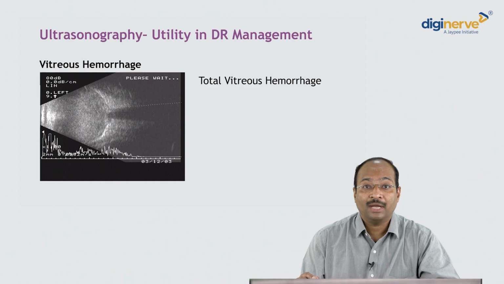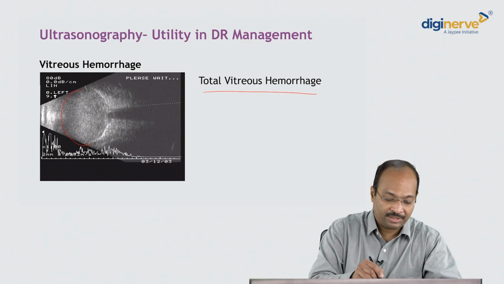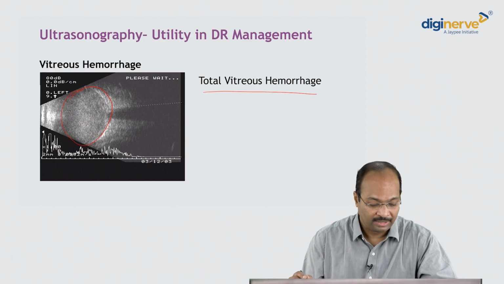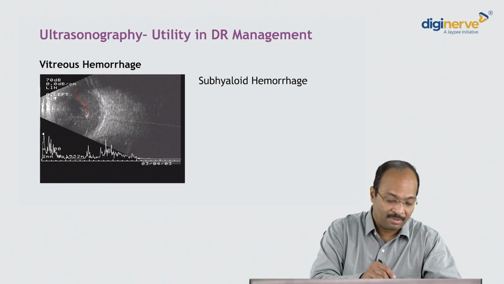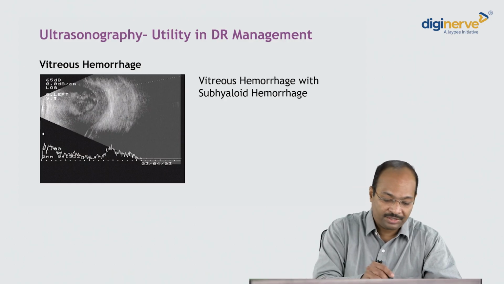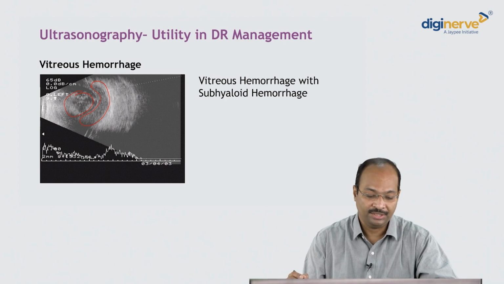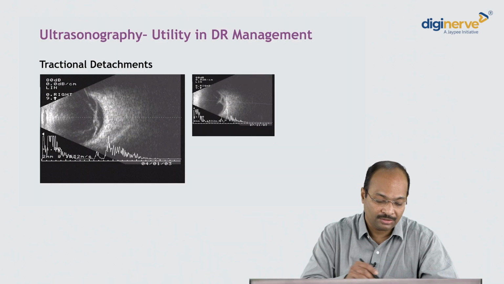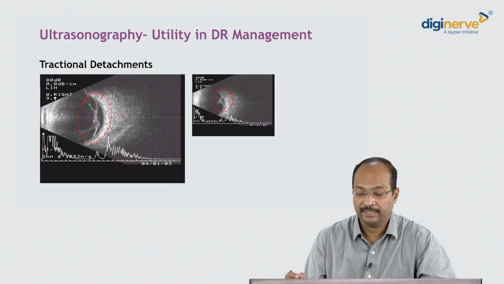Next, we move on to ultrasonography. Here's an image of an ultrasonogram of a total vitreous hemorrhage. As you can see, the opaque shadows right there. This is an example of a subhyaloid hemorrhage and an example of a vitreous hemorrhage alongside subhyaloid hemorrhage. Tractional detachments are also easily picked out on the ultrasonogram, as you can see an example here, and a focal tractional detachment here.